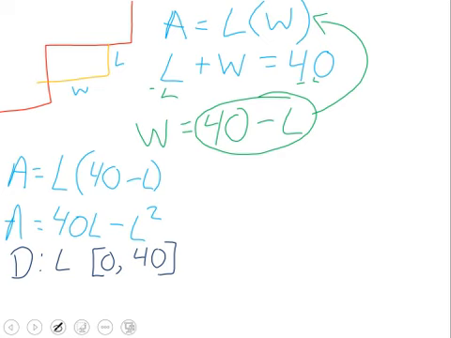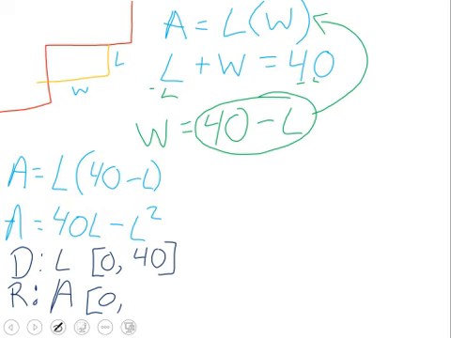Okay. So now let's do our range. Our range is going to be the areas. So what's the smallest area we can have? If we have a length of 0, that means one side's 0, the other side's 40. 40 times 0 is 0. So that means we can have an area of 0. So the next question is, what's going to be the maximum area we can have?